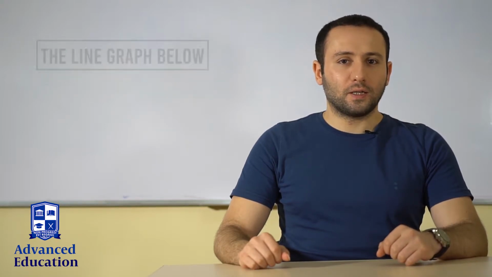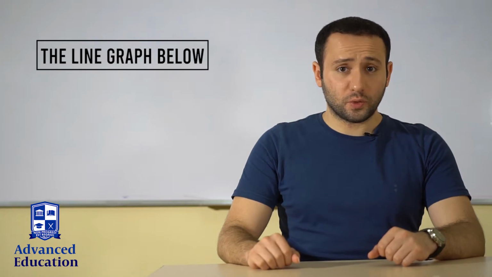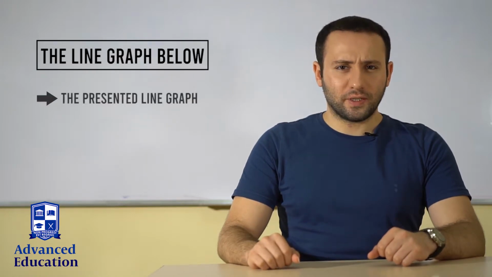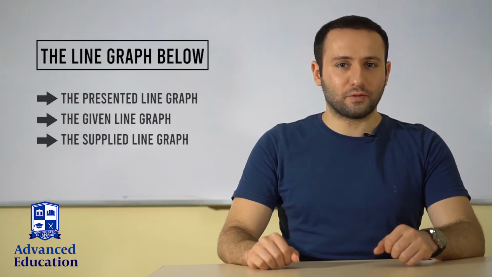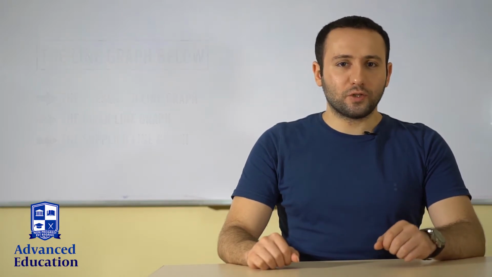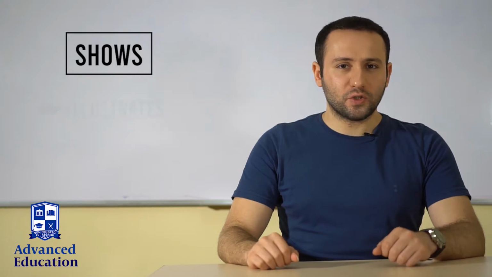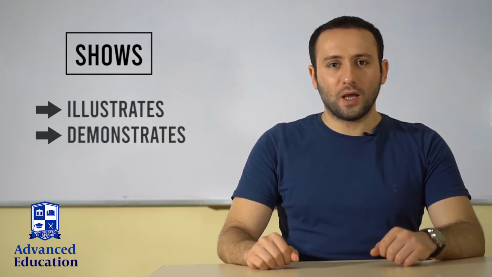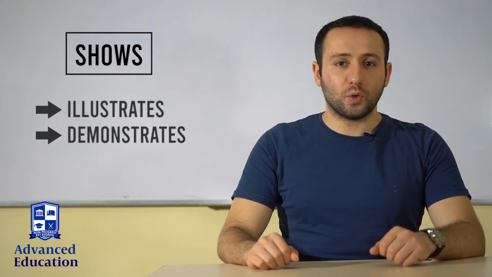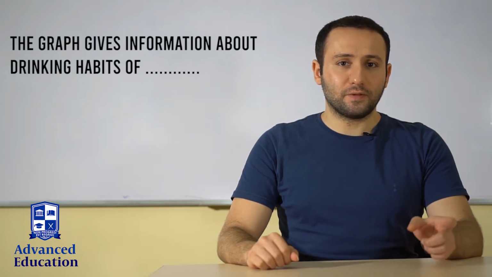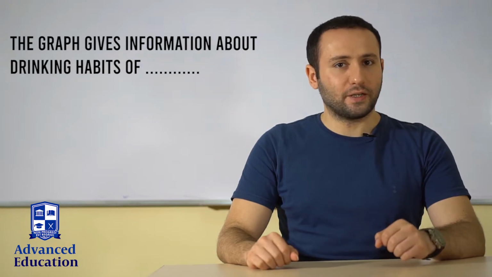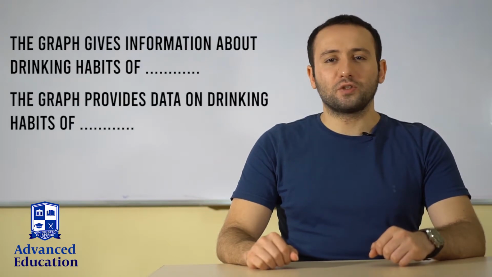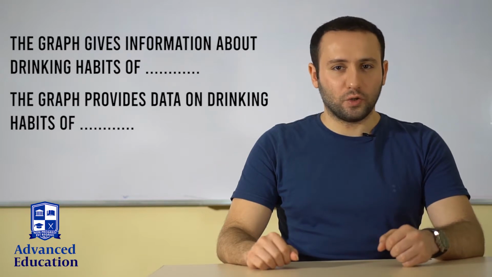First, the line graph below. You should change it to the presented line graph, the given line graph, or the supplied line graph, and so on. What about shows? You change that to illustrates, demonstrates, but sometimes instead of shows you can have, for example, gives information about. If it is gives information about, like you see in the example, this must be changed to provides data on.